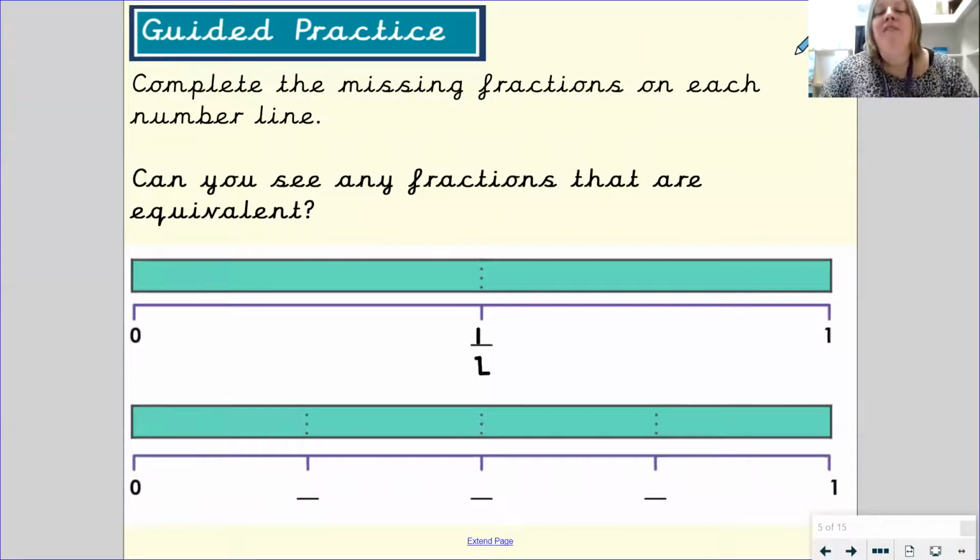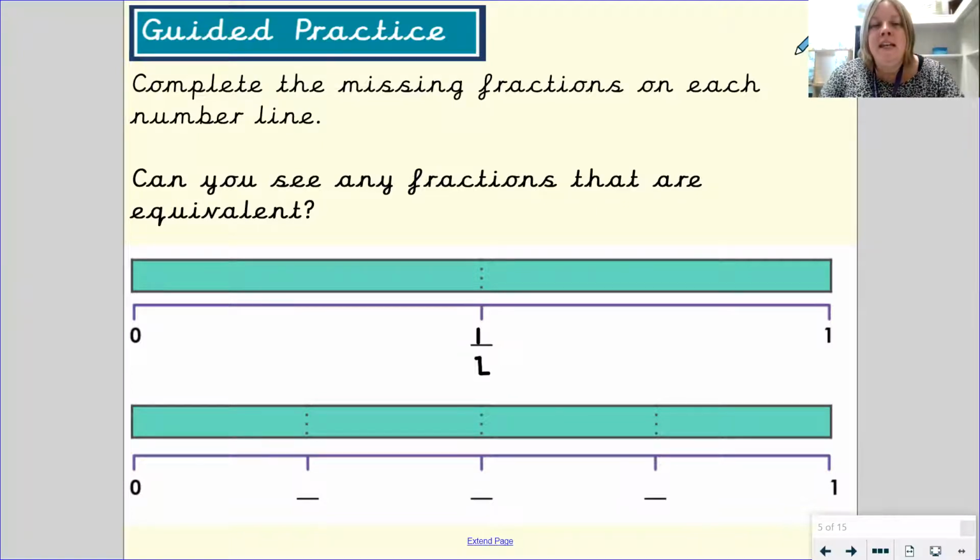Can you have a look at the second number line for me now? Please, can you pause your video, grab a piece of paper, draw the number line and write the missing fractions on it. Pause your video now. Let's have a look at this together.